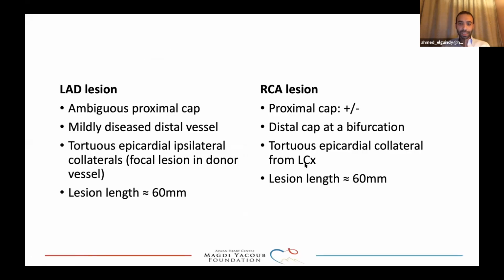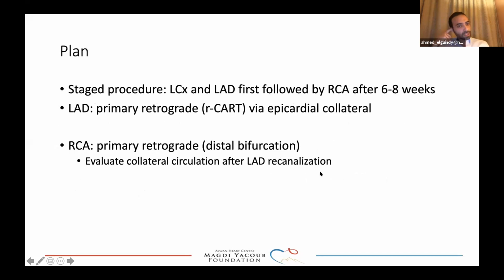I don't want to get into the technical details, but the description we have in mind is two complex lesions with ambiguous proximal caps. The RCA lesion has the distal cap at the bifurcation, which adds to the complexity. The LAD has some distal disease, with good collaterals, albeit from an epicardial vessel coming from the circumflex, which has a high-grade lesion of its own, and a very long lesion length in both vessels. So with such complex anatomy, the best thing is to have a staged procedure with the LCX fixed initially, followed by the LAD, followed by the RCA after a period of time.